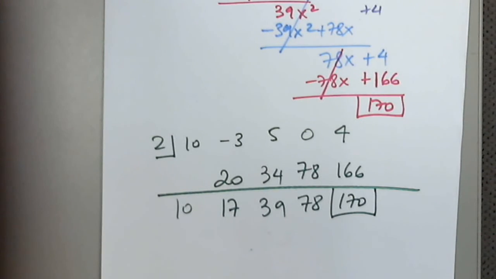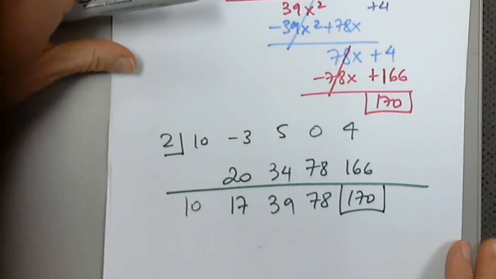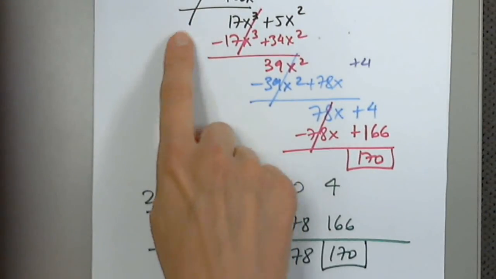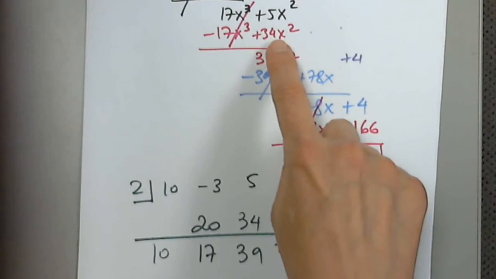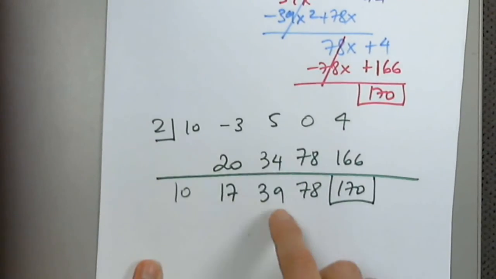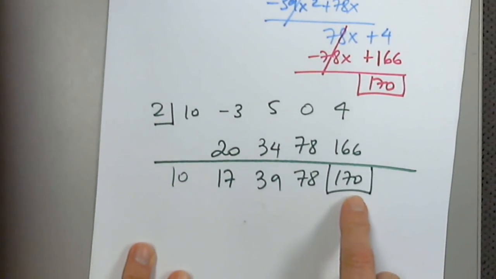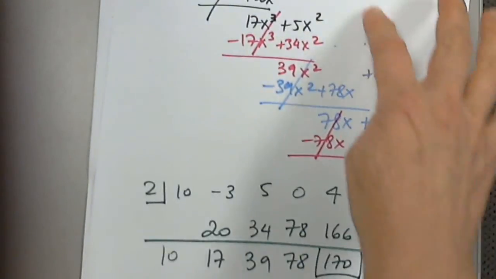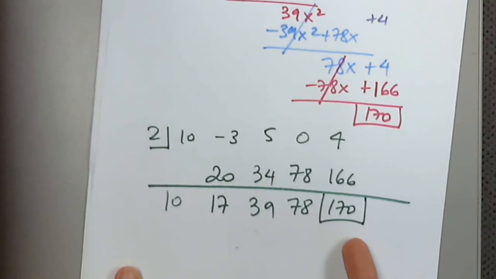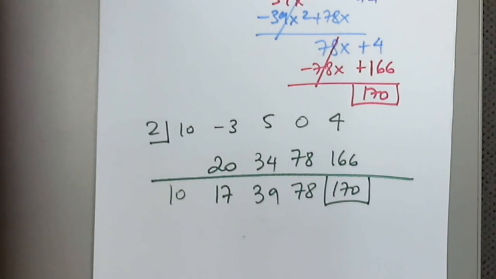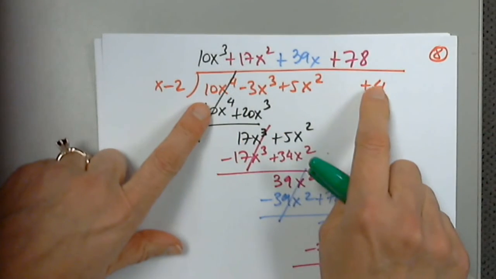Now let's compare. That's why I wanted to use the same example. All the numbers are identical. So first I copied the 10, then I had the 17, then the 34, and then the 39, and then the 78, and then the 156, and then I had 170. Everything that you see here is basically here. Now when I use synthetic division, I have to go back and ask myself, what was the degree of the numerator?